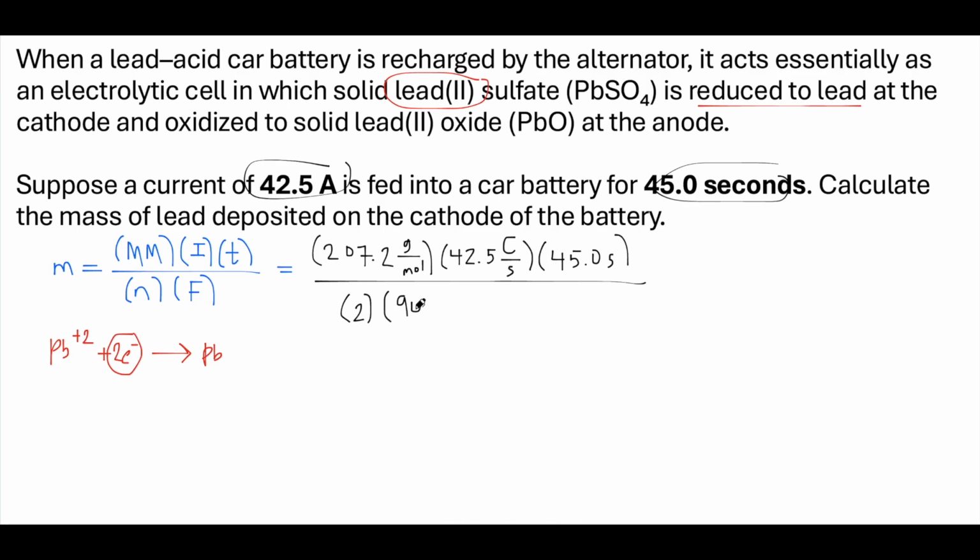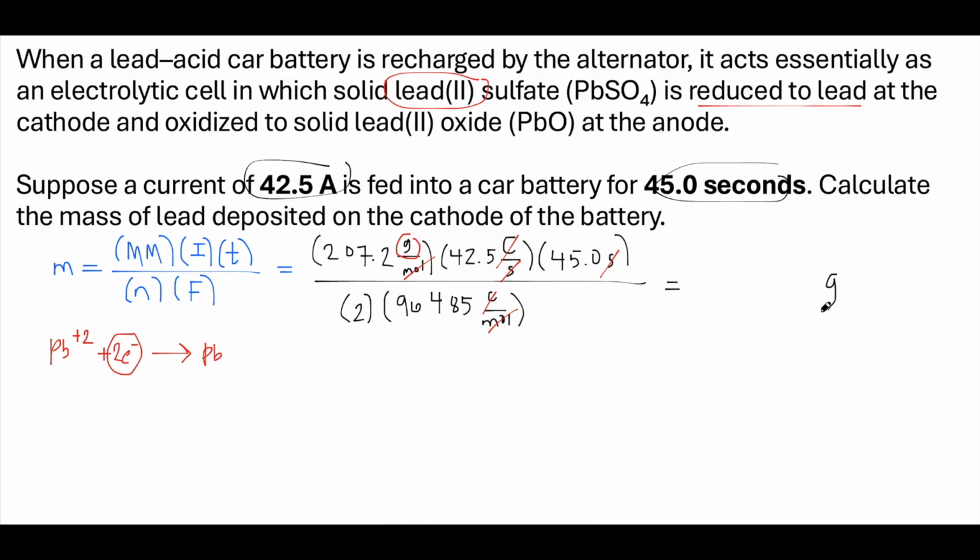That's 96485 coulombs per mole. That's the Faraday's constant. So let's see how the units cancel out. So the coulombs will cancel, the seconds would cancel, and the moles would cancel. So we're left with grams, which is the unit for mass.